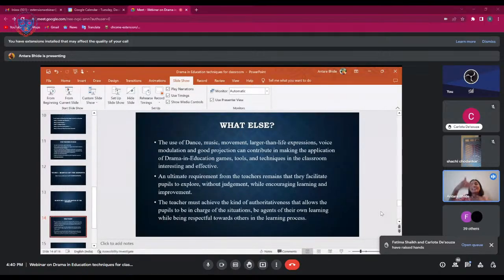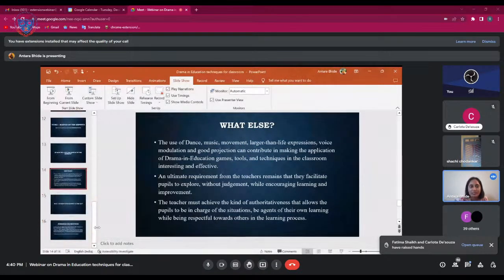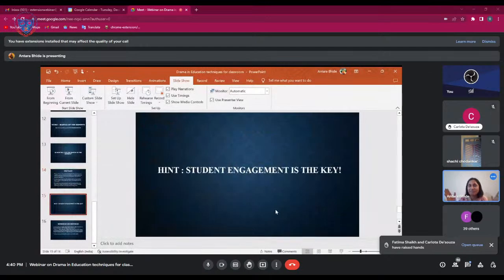Okay. So these are the things that you have to keep in mind for it to work out as a process. Hint, student engagement is the key. Keep that in mind and everything will work out for you.